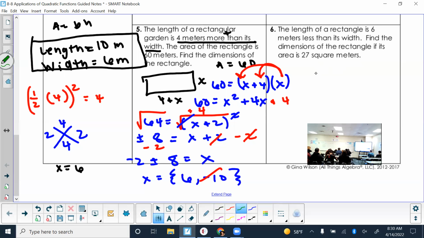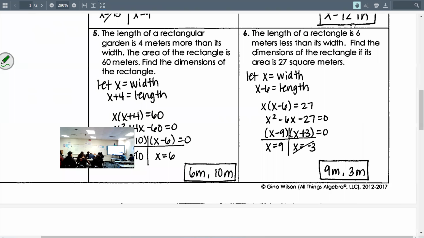All right, then you try number 6, and again, you can use whatever method you want. You could factor, you could do quadratic formula, you could complete the square, but 6 will be your turn. So I'll give you like 2 minutes. So number 6, if you got it right, you would have had that the dimensions are 9 and 3.